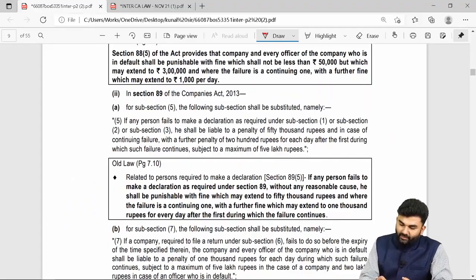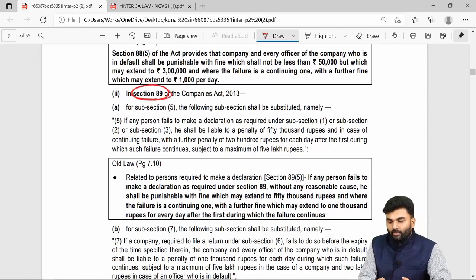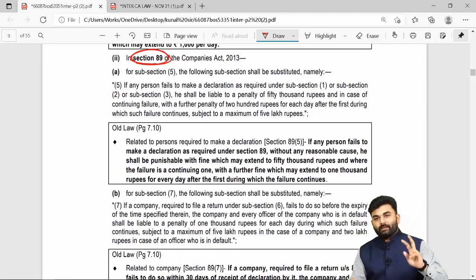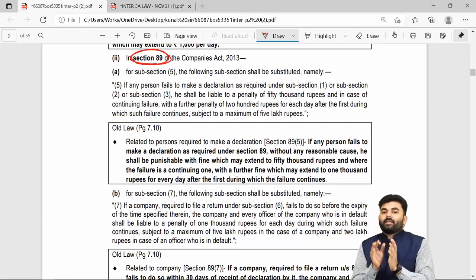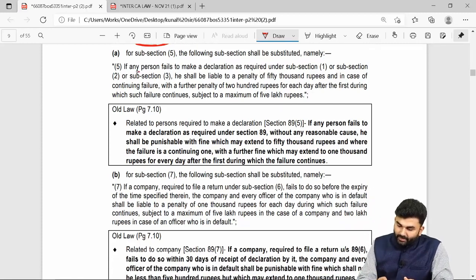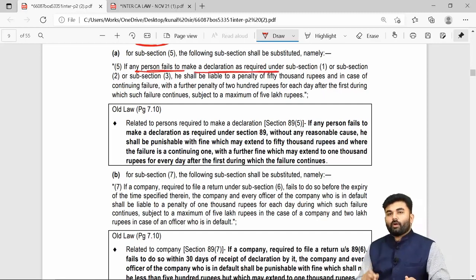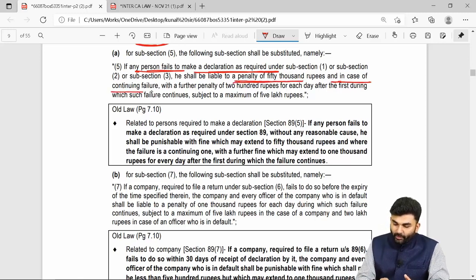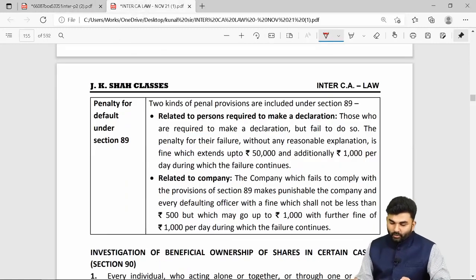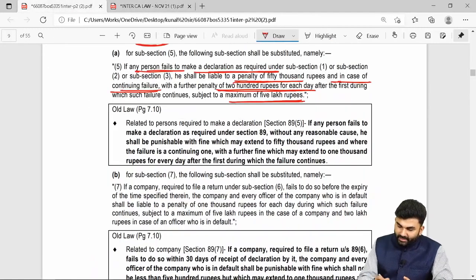Okay. The next change we have to make is under section number 89 of Companies Act 2013. Under section number 89, there used to be 2 penalties. Yes, the 2 penalties are still there, but the amount of penalty has changed. Any person who fails to make a declaration required under section number 89 will be liable to pay a penalty of 50,000 rupees. In case of continuing failure, a further penalty of rupees 200 each day, subject to a maximum penalty of rupees 5 lakhs. So we need to make the necessary changes in our JKSIS textbook.